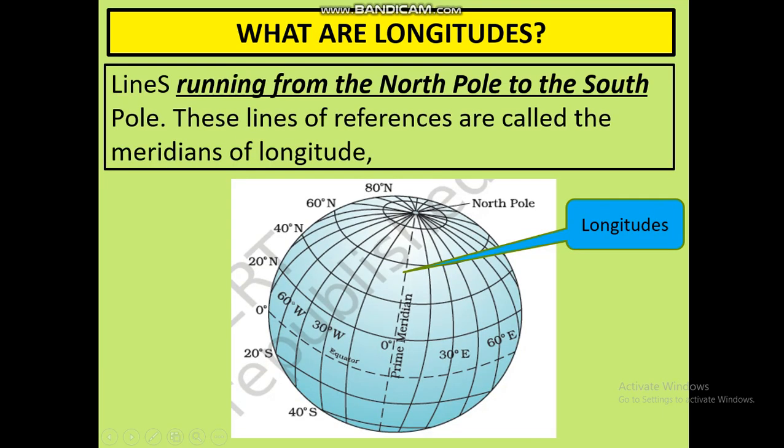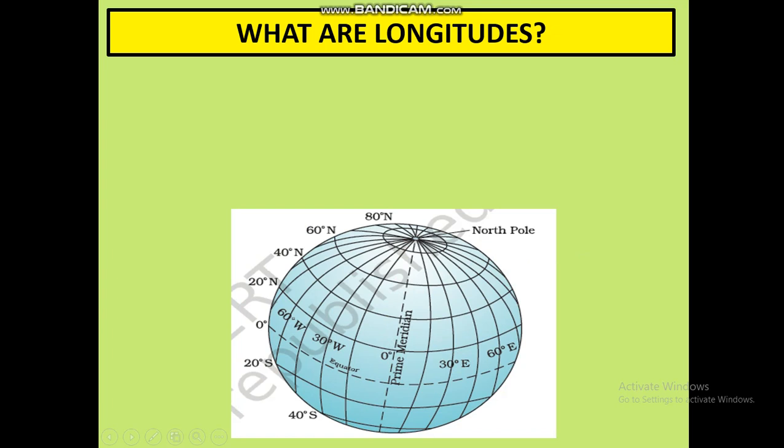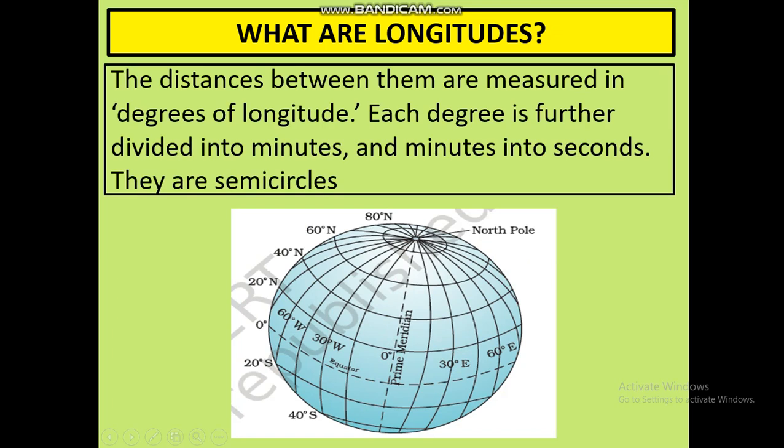What are longitudes? Lines running from the North Pole towards the South Pole. The standing lines are known as longitudes or meridians of longitude. The distance between them is also measured in degrees. As you can see, we measured latitude also in degrees, and similarly we will measure longitude also in degrees. Each degree is further divided into minutes and minutes into seconds.